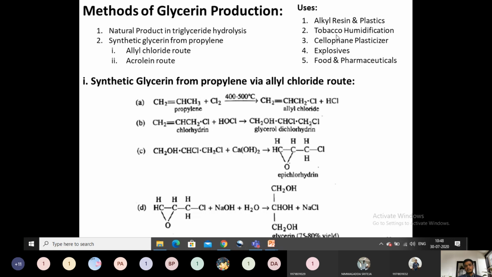Glycerin. We all know glycerin is a natural moisturizing and lubricating agent, and it finds many applications. The first is alkyd resin and plastics synthesis. In the manufacture of plastics, glycerin is very useful. The next is tobacco humidification. For keeping tobacco moisturized, glycerin is very much used.